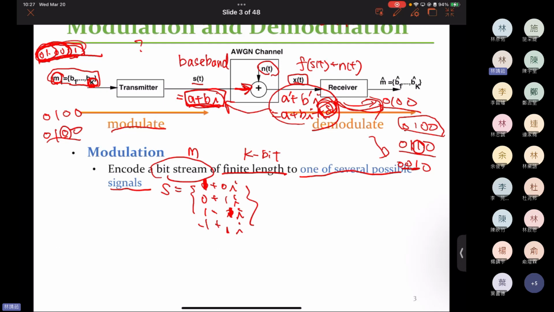For example, if you have 4 choices, if you have 4 options, then what is the k? K can be 2, right? Because if k is 2, that means we can have 00, 01, 10, or 11, right? So if you have 4 patterns, you can actually embed 2 bits, right? If you have one-to-one mapping, you can say, okay, if my bit pattern is 00, then I try to transmit 1 plus 0i. If my bit pattern is 01, then I can transmit 0 plus 1i.